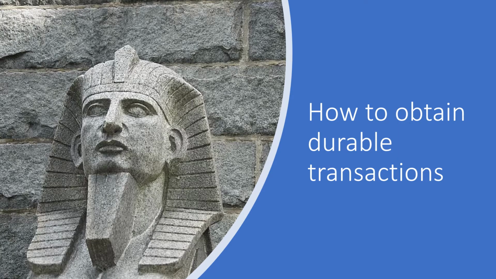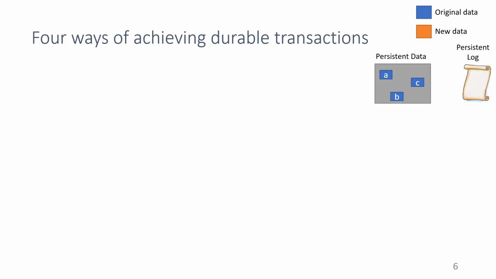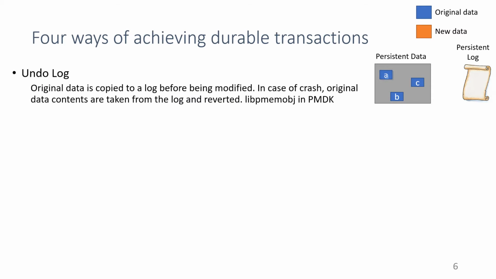So what are the different ways to obtain durable transactions in persistent memory? There are 4 ways to do durable transactions. The first one is undo log, and in undo log you have a persistent log and you keep there the original data before you actually modify it. This is the case of techniques like pmem-obj in PMDK. At the end of the transaction, you clear the log, and that's it.